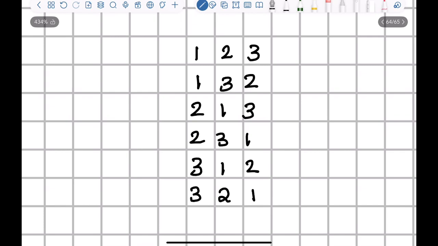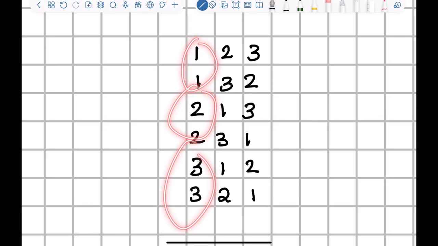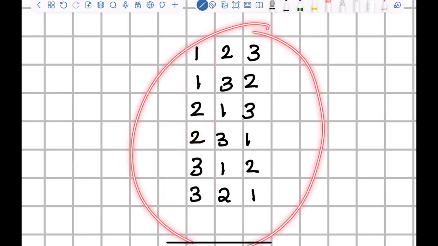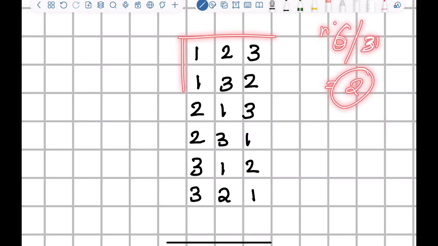you have buckets. You have starting with 1, starting with 2, starting with 3. You have groups, right? This is a total of 6, and we have 3 numbers. Our n was 3, our n factorial was 6. So we have a total of 6 divided by 3, 2 groups. We have 2 groups starting per number.